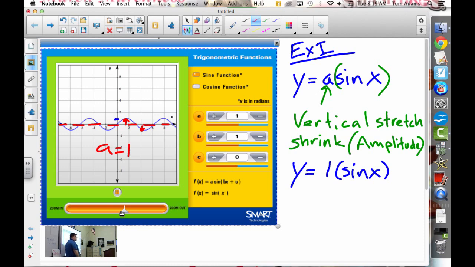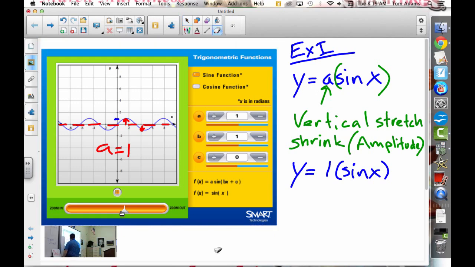Does that make sense? Now if I change that number to 2, guess what the amplitude changes to? 2, because I'm just multiplying all those y values by 2. We said that the range was negative 1 to 1. Well, if I multiply those numbers by 2, then it stretches it out, right?